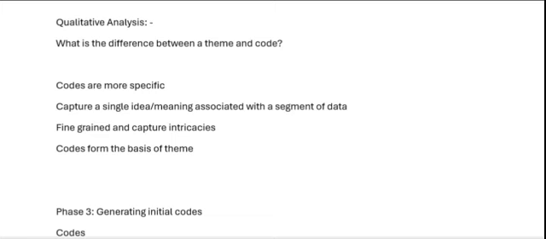Task. Phase 1 of TA: read through the extracts provided and familiarize yourself with the data. Write notes on initial observations. Discuss, in pairs, what is interesting in relation to the topic, understanding of friendships.